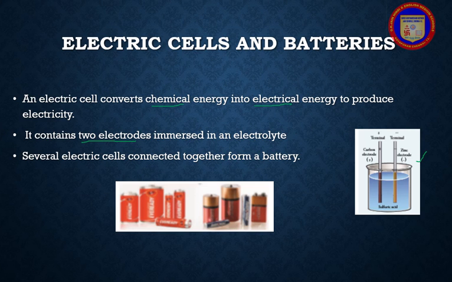When a cell or battery is connected to the circuit, electrons flow from the negative terminal to the positive terminal through the circuit. By using a chemical reaction, a battery produces a potential difference across its terminals. This potential difference provides the energy to move the electrons through the circuit. Here the diagram shows commercially available electric cells and batteries.